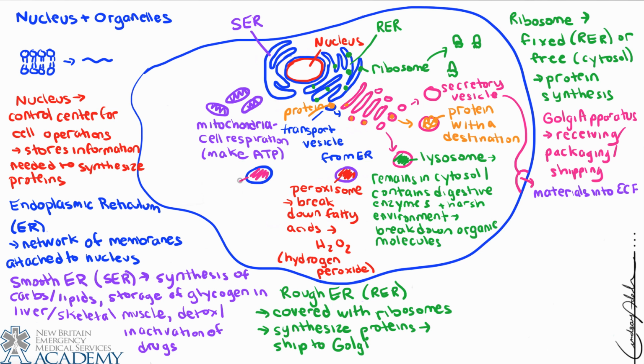A proteasome is similar to a peroxisome. It contains enzymes called proteases, and it's responsible for digesting damaged or denatured proteins. So remember that denatured means that the protein has unfolded and it's probably not able to fold back up again. So we need to recycle those proteins as well.